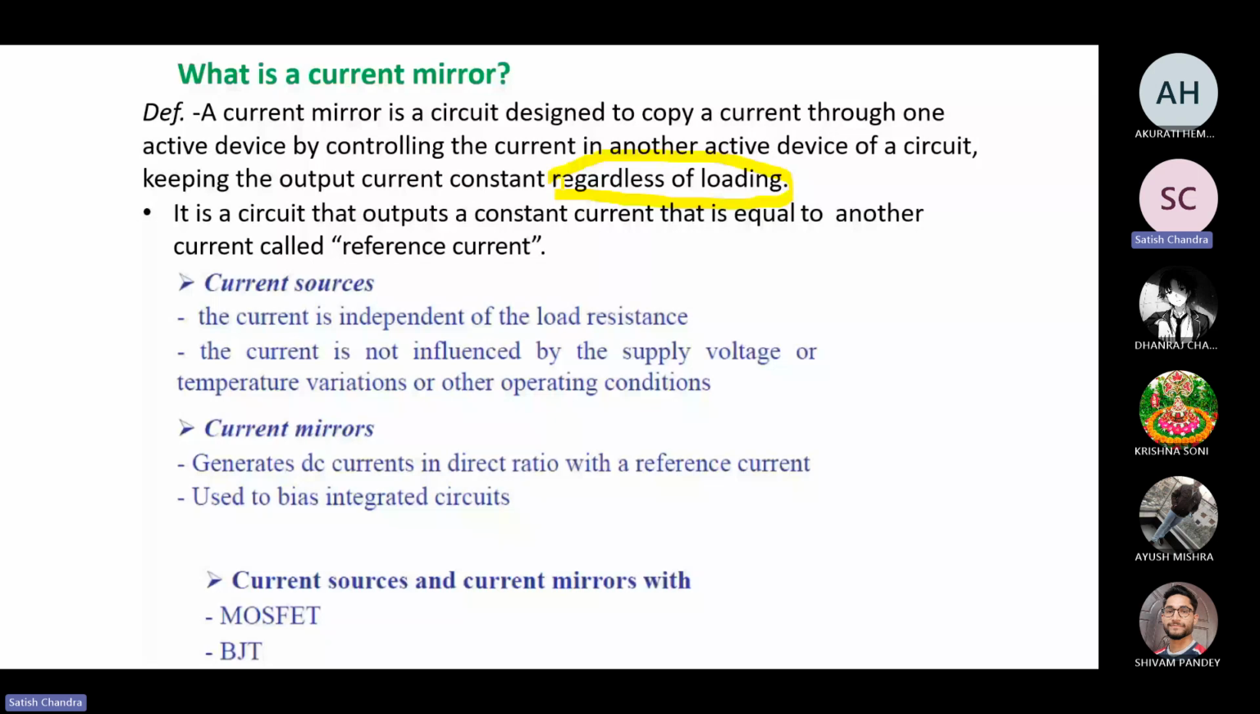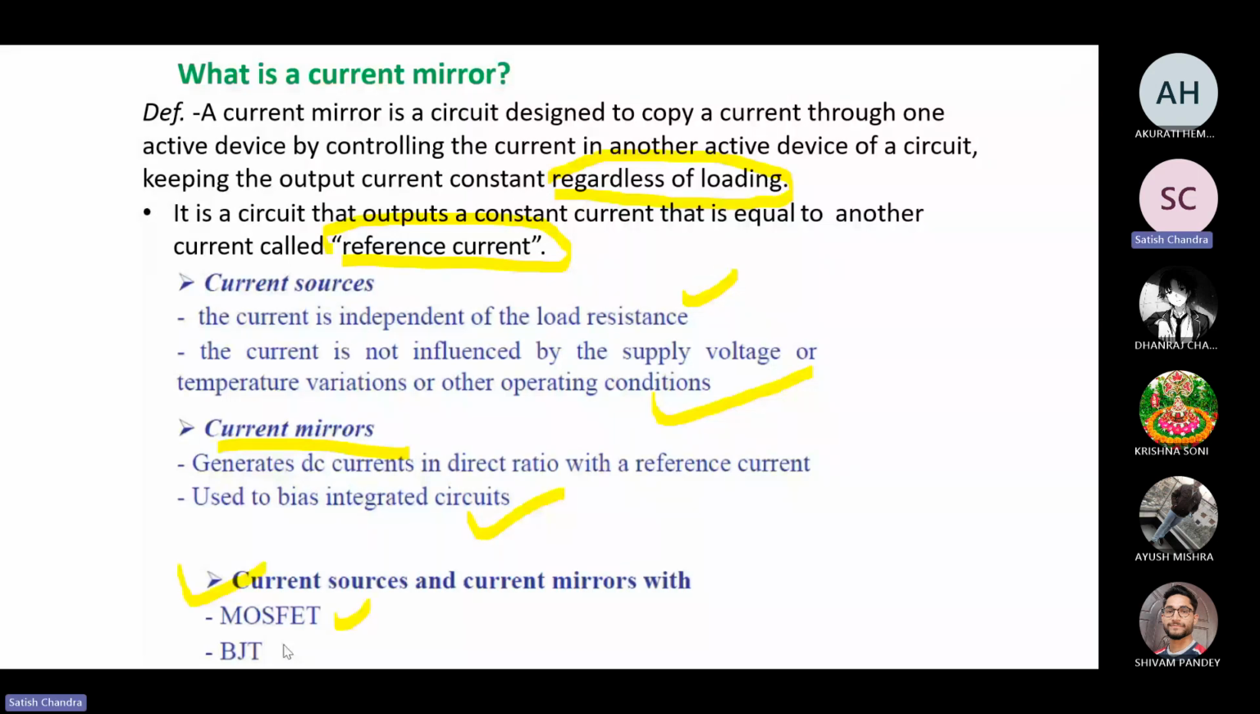It is a circuit that outputs a constant current that is equal to another current, which is the reference current. So what is a current source? The current is independent of the load resistance. The current is not influenced by the supply voltage, temperature variation or other operating conditions. Basically, this is called a current source. And what is the meaning of current mirrors? They generate a DC current in direct ratio with the reference current used to bias an integrated circuit. Basically, that can be generated in two ways, the current source and the current mirror, that is, by the MOSFET as well as the BJT.